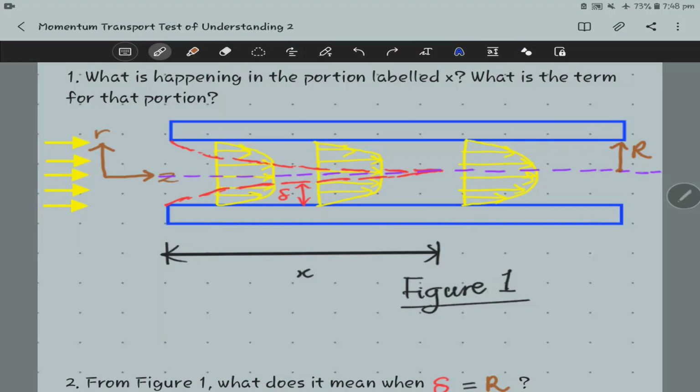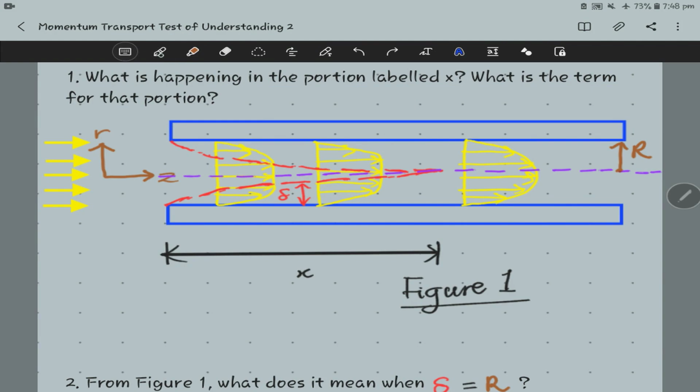So question 1, what is happening within the portion labeled X? What's the term for that, right? What's happening here is that the velocity profile, or the velocity distribution, is still changing, right?